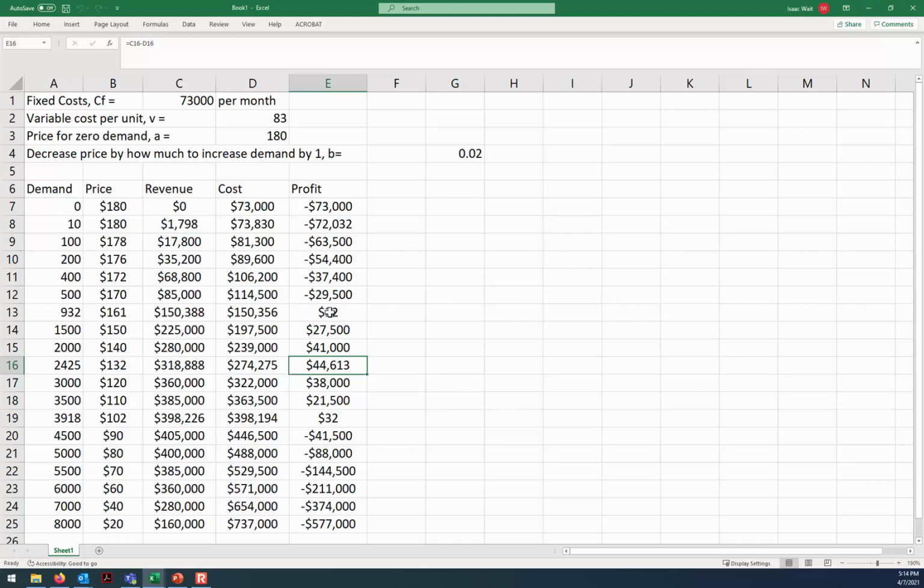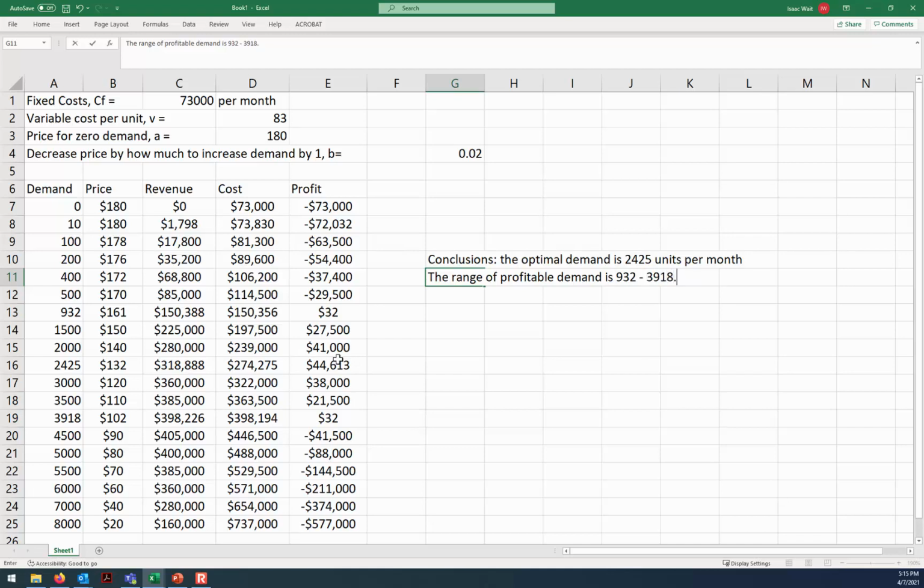All right, so we found the range of profitable demand. So let me put some conclusions here. Conclusions. The optimal demand is 24.25 units per month. The range of profitable demand is 932 until 3918. So that's the range of profitable demand.